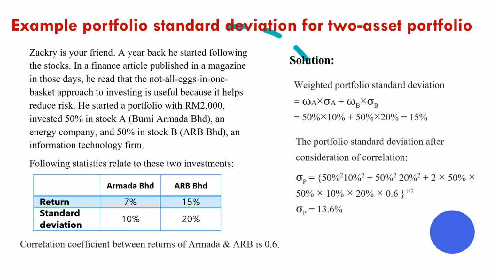So in this question, they gave you the return for both companies, 7% for Armada and 50% for ARB, and also the standard deviation for Armada and ARB Berhad. Notice here that this question also provides you with the correlation coefficient between the returns of Armada and ARB, which is 0.6.